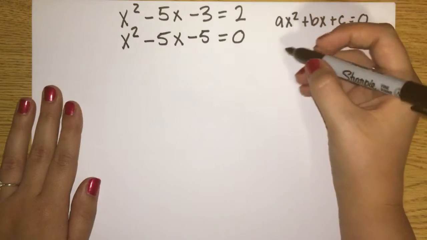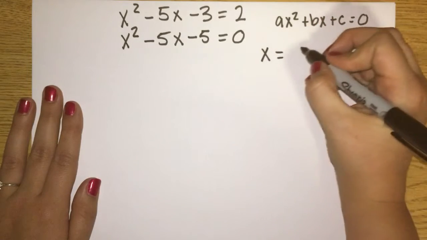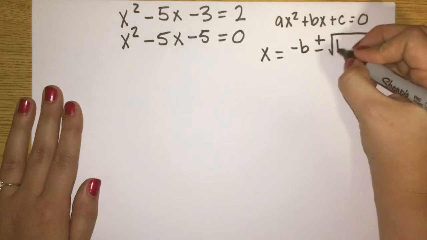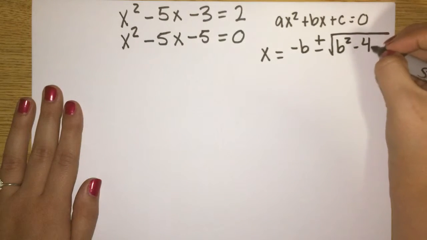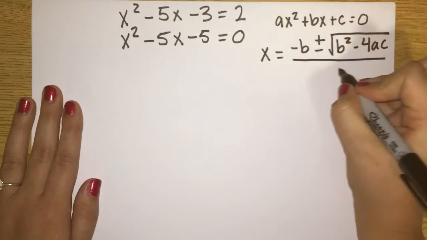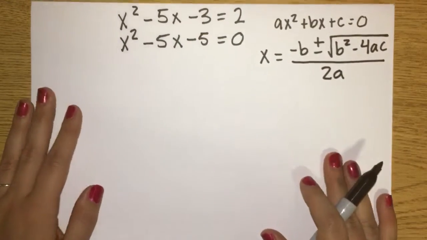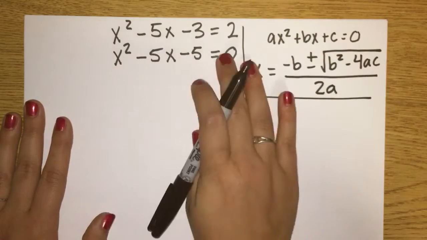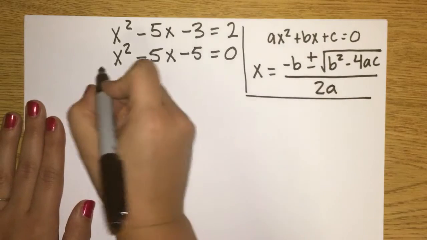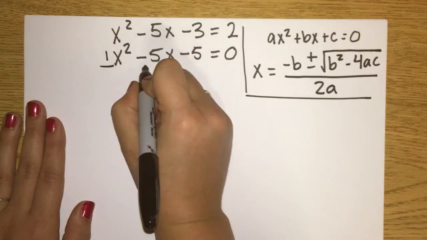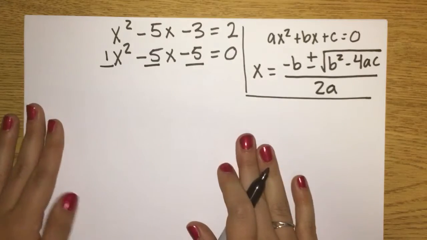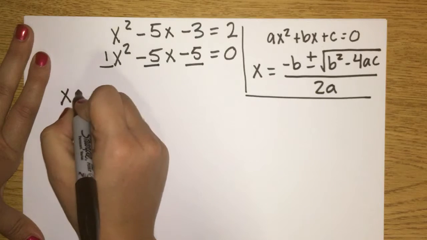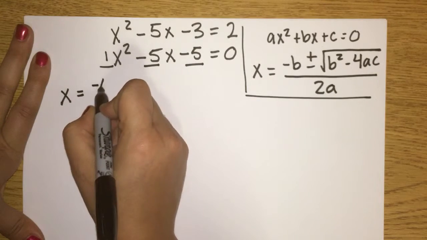The quadratic formula is x equals negative b plus or minus radical b squared minus 4ac all over 2a. So since we have this formula right here, we want to take what we have here and put it into our formula. So this imaginary 1 is our a, negative 5 is our b, and negative 5 is also our c.